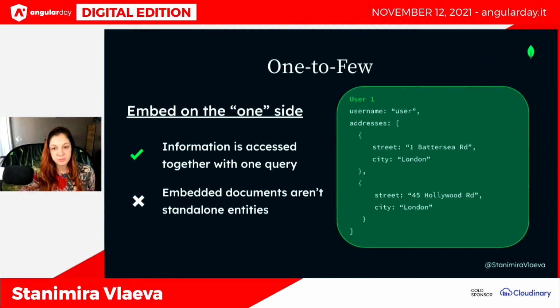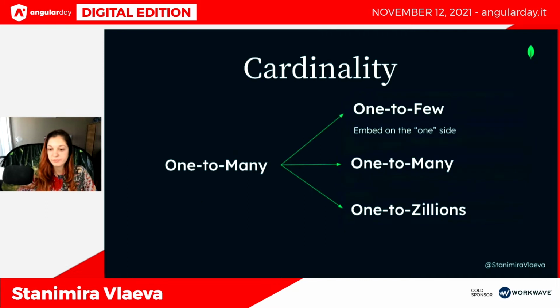The benefit is that the information is accessed together with a single query because everything is in one document. And the disadvantage is that the embedded documents aren't standalone entities. So if at some point in time we need to use the addresses on their own, out of the context of the user, we will probably have to extract them into their own documents because it will make working with them and querying for them faster and more efficient. But usually this is not the case. That's why we choose to embed them in a single document. All right, one-to-few: embed on the one side of the relationship.